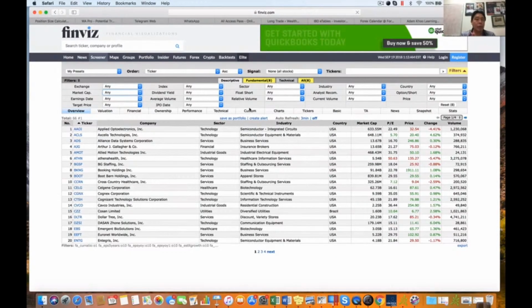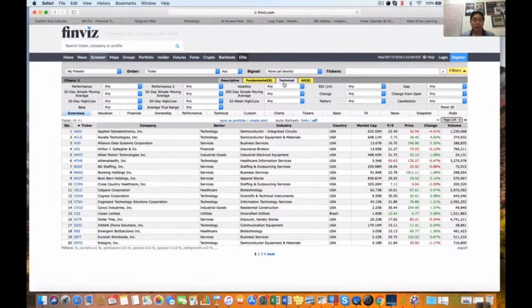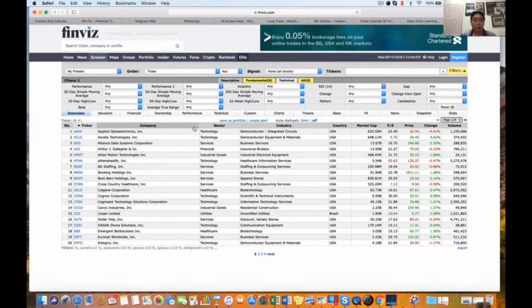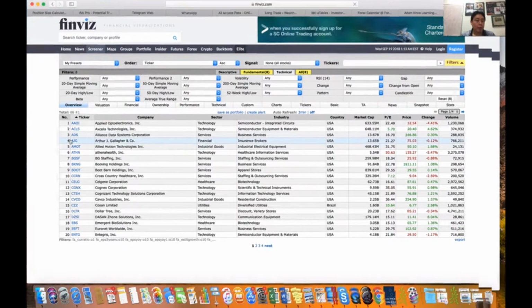And in the next lesson, when you learn about technical analysis, when you learn that we want to identify ideally stocks on an uptrend, you can then go under technicals and screen for the technical criteria as well. So we'll just leave it at that, just screening for the fundamental criteria and getting the list from there.